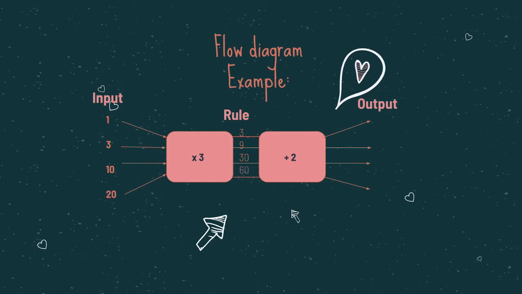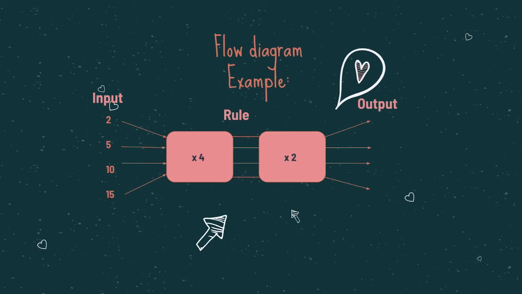Now we take our 3, 9, 30 and 60 and we need to add 2. So 3 plus 2 gives you 5. 9 plus 2 gives you 11. 30 plus 2 gives you 32. And lastly, 60 plus 2 gives you 62.